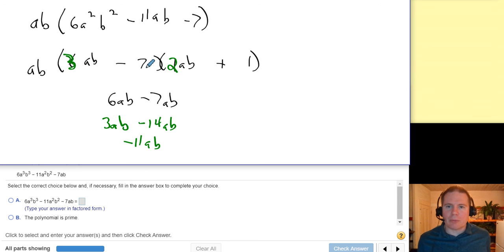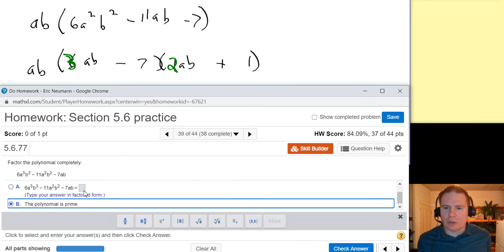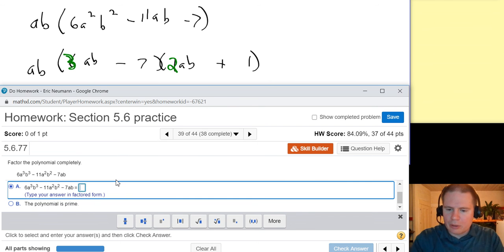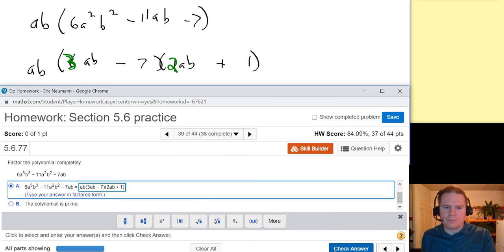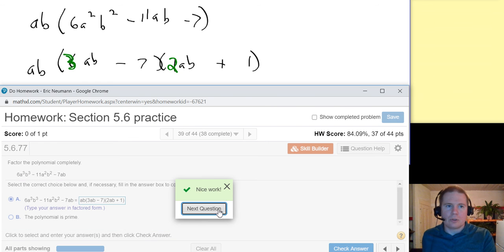So I get the 3ab minus 7, 2ab plus 1, all of that times ab. If that didn't work, I would try the 3 here and then the 2 here. If that didn't work, I would try the 6 here and the 1 here. Right? But my second guess worked out, so I'll write that in. So ab, parentheses 3ab minus 7, 2ab plus 1. All right.